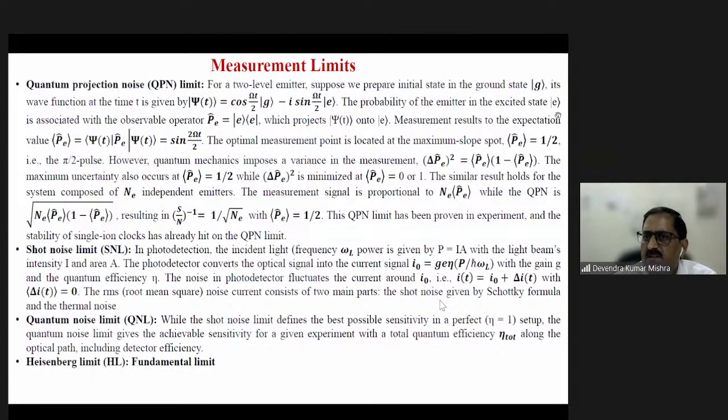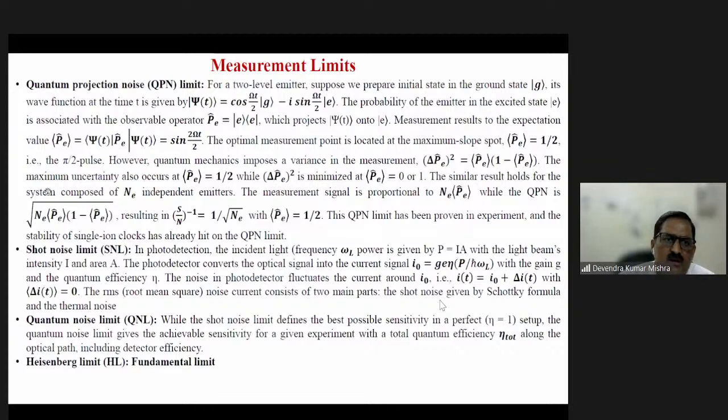The probability of the emitter being in the excited state E is associated with the observable P, which projects ket psi of t onto E. The measurement results in the expectation value of operator P, which is equal to sine squared of omega t by 2. The optimal measurement point is located at the maximum slope spot, which is equal to half, that is the pi pulse. However, quantum mechanics imposes a variance in the measurement, which is the product of the expectation value of operator P and 1 minus the expectation value of operator P.